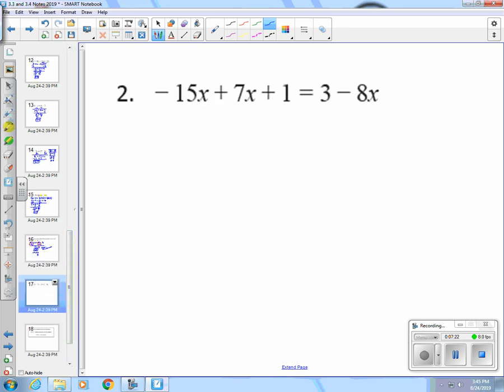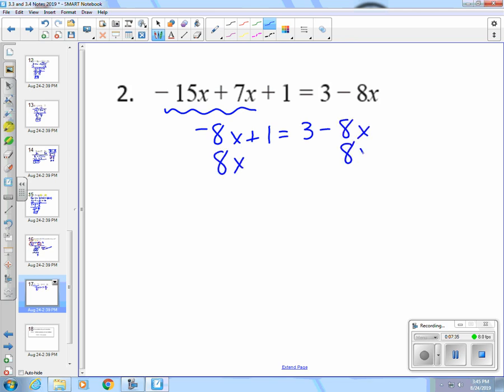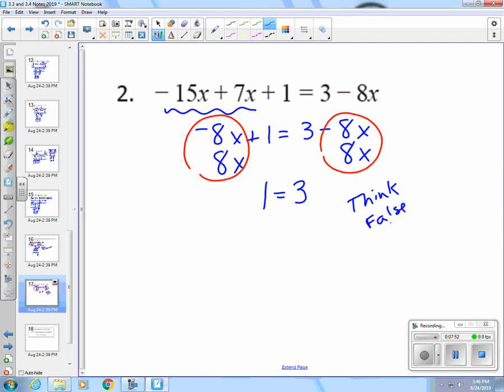On this problem, let's check out what happens when we add these together. They're like terms. That gives us negative 8x plus 1 equals 3 minus 8x. If we add 8x to both sides, again, our variables are going to cancel out completely, and we're going to be left with 1 equal to 3. Now I want you to think on this one. Is that true or false? That is a false statement.